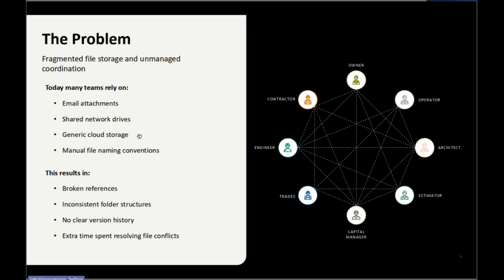Generally, cloud storage, no, because if we use OneDrive or anything, there are quite a lot of sources, and you get confused easily. Manual file naming conventions cause a problem as well, because when I name the file A and A final and A latest final, we didn't know which one is the latest, right? So the result is broken references, inconsistent folder structures, no clear version history, extra time spent resolving file conflicts. You can see a lot of problems, and we can estimate the cost that maybe a million we lost in the process of communication and misunderstanding, you know.